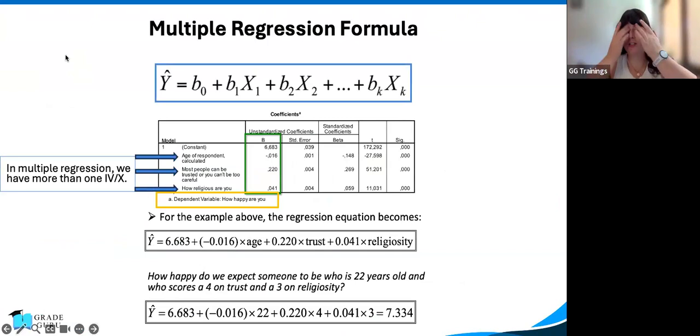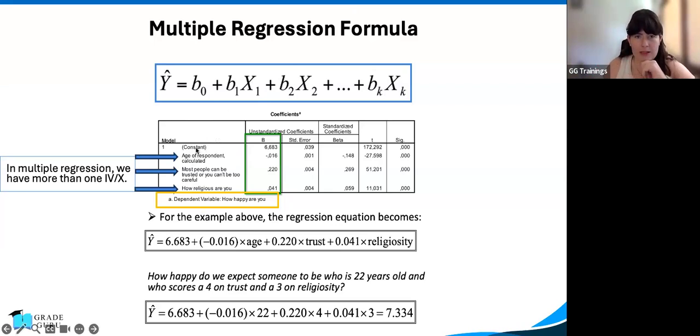Okay, so if you do the multiple regression, you have more than one independent variable. Your formula begins the same way, y hat equals b0 plus b1x, and then you just add on plus b2x2, however many independents you have. In this case, if you look at the output, we have 3 independent variables in the coefficients table. So we would say plus b2x2 plus b3x3, and that would be our complete formula.